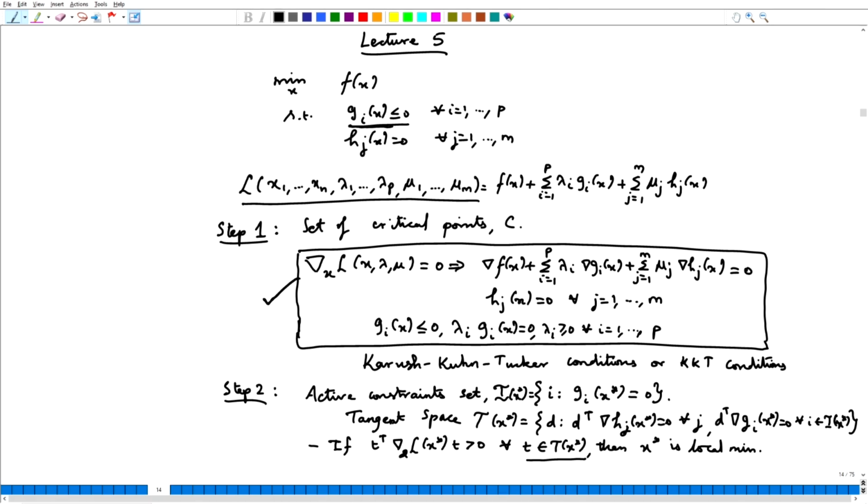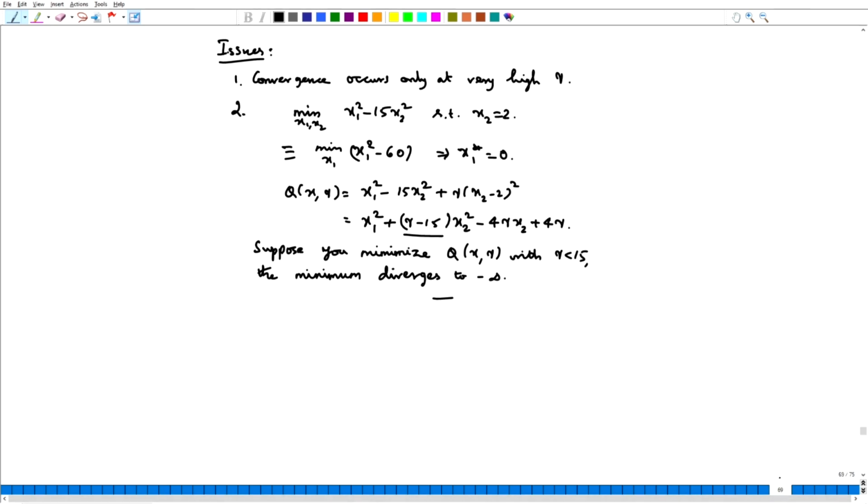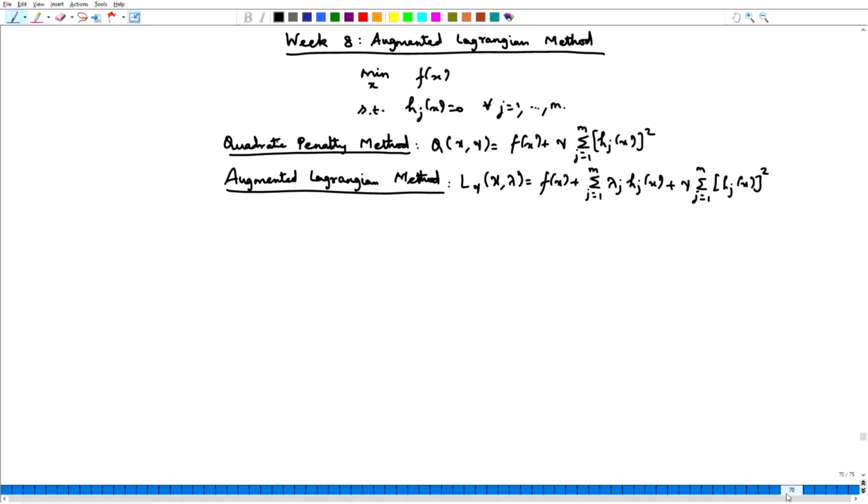Okay. So, in other words, let me write this down here. If you were to solve this problem analytically, min f of x subject to h j of x equal to 0 for all j equal to 1 to m, what would you do? You would construct L of x comma lambda as f of x plus summation lambda j h j of x, j equal to 1 to m, okay.